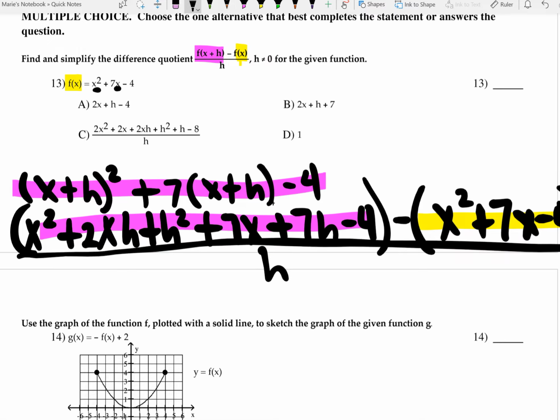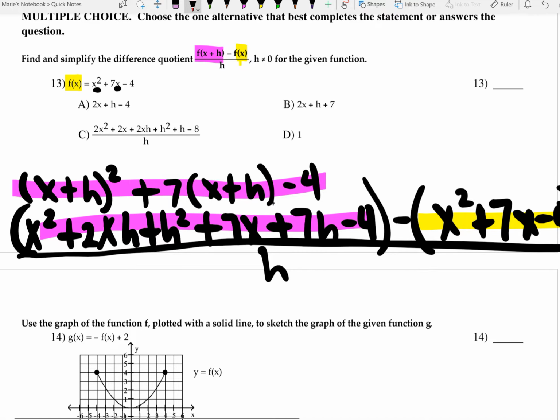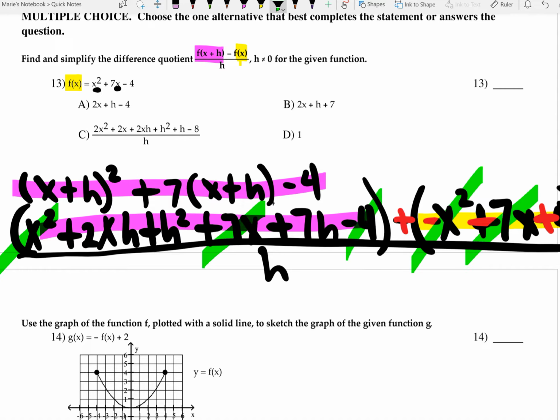So now when you distribute the negative, you're going to end up with a plus here, a negative here, a negative here, and a plus here. Okay? And so you can see that I used green for the cancellations. The green cancels, the x squares cancel. The positive 7x and the negative 7x cancel. The negative 4 and the positive 4 cancel.